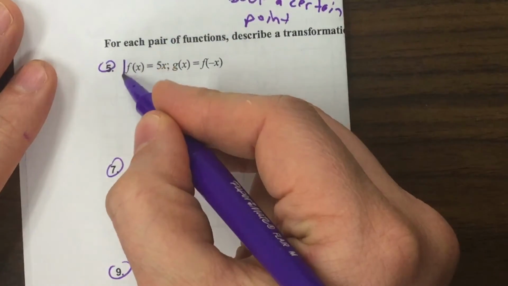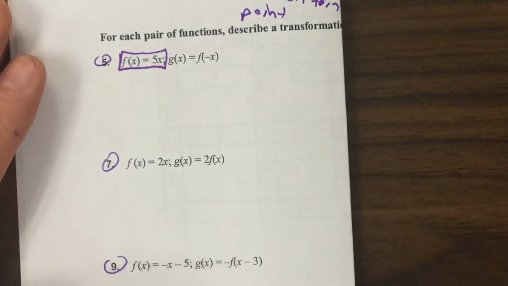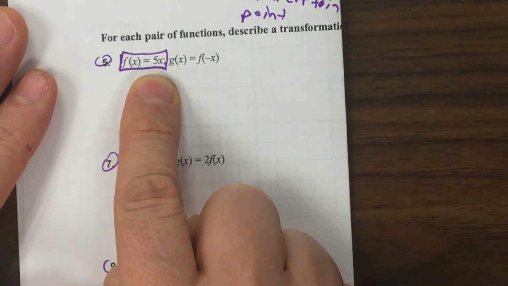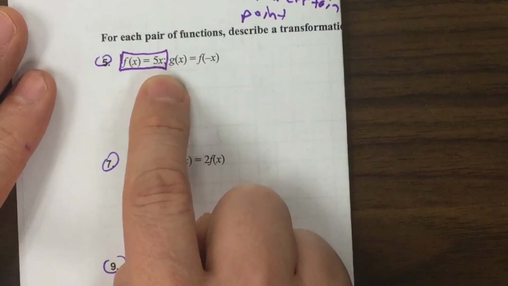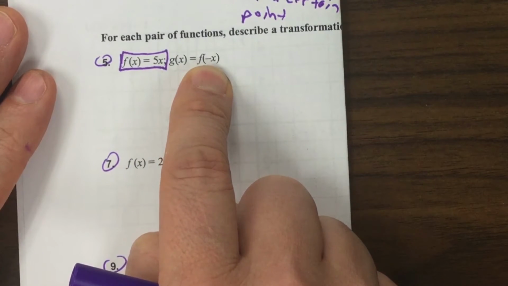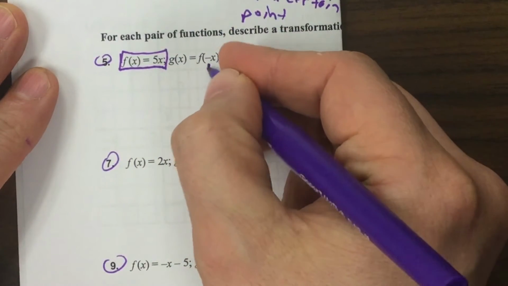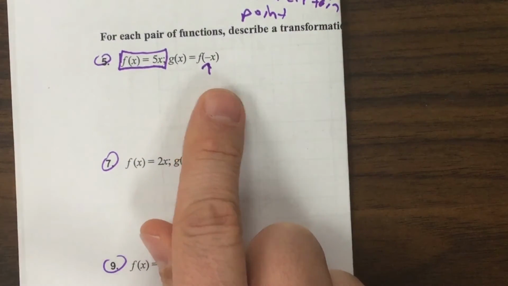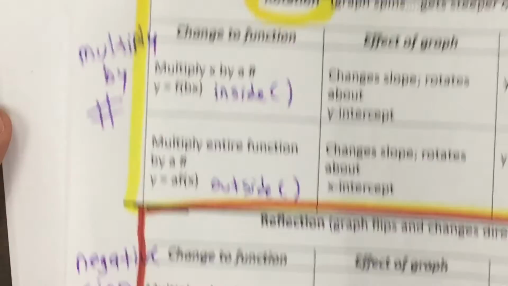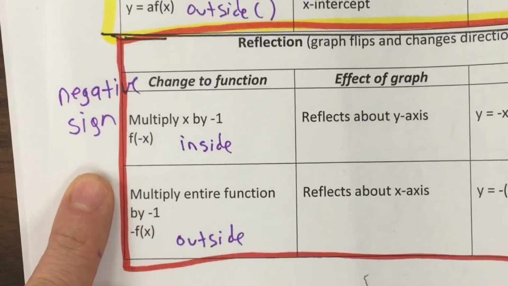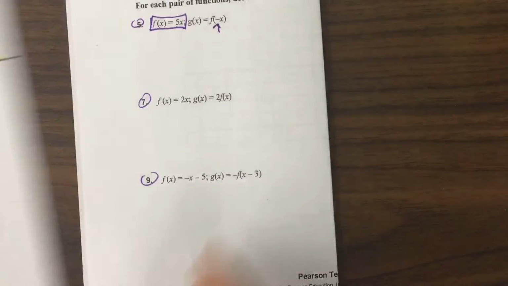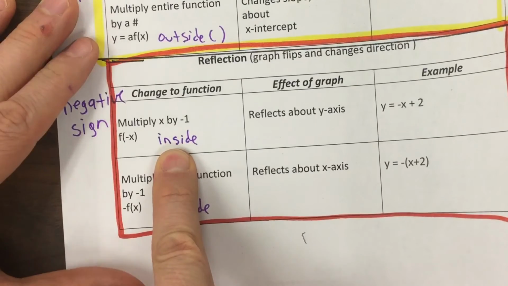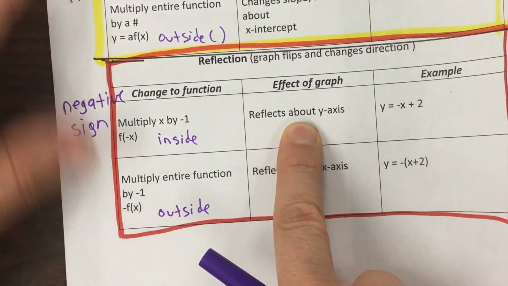Here, I'm going to put a box around Frank's equation. So number 5, Frank's equation is 5x. George's equation is the same as Frank's equation, except we're putting a negative sign inside the parentheses. So we go to our reference paper, negative sign. We're not adding or subtracting a number, we're not multiplying by a number, we are adding a negative sign. Where was it? It was inside the parentheses, right here. So here we go. Negative sign inside the parentheses, it reflects about the y-axis. That's it.